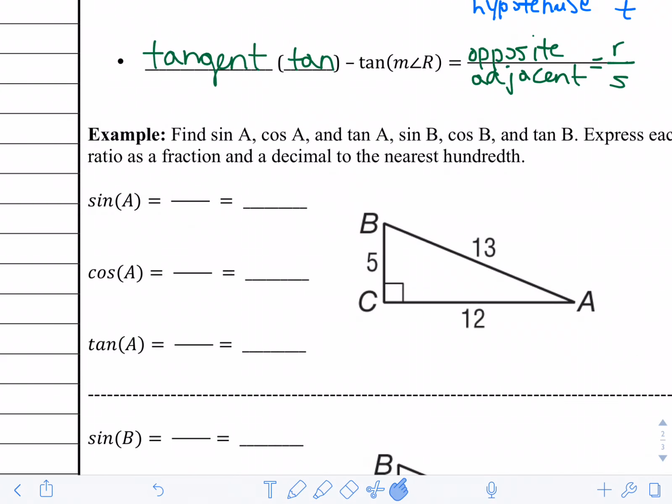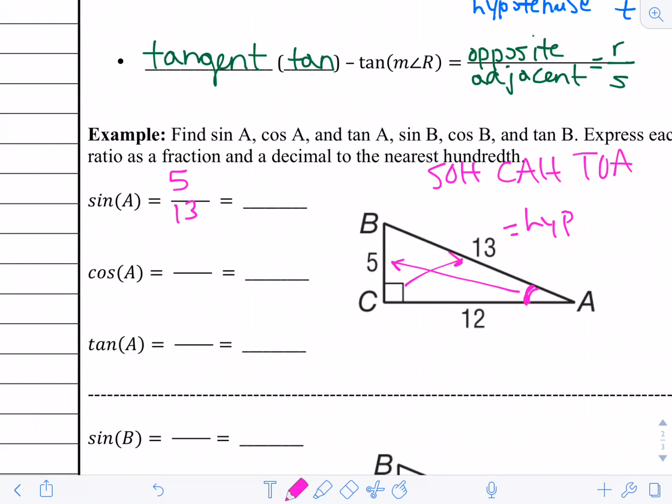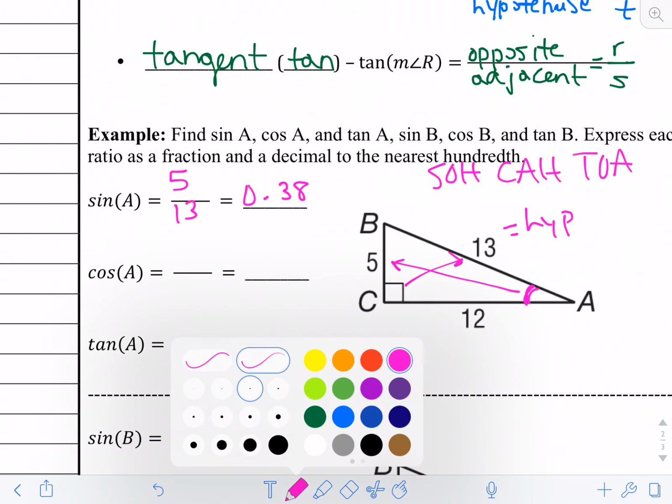Okay, so we're going to do a couple examples. It says find the sine of A, cosine A, tangent A, sine of B, cosine B, tangent B. Express each ratio as a fraction and a decimal to the nearest hundredth. All right, so first we're going to start off with sine. I'm going to write this down again, SOHCAHTOA. Sine is opposite over the hypotenuse, and we're focusing on A right now. So opposite is 5. And your hypotenuse is across your 90, so this will always be your hypotenuse. So that's 13. Type in your calculator, 5 divided by 13, and rounding to the nearest hundredth, it's 0.38.